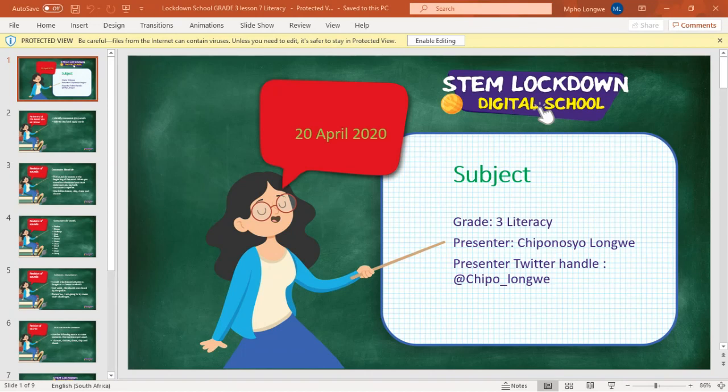Right. So today we're doing literacy. Earlier on, we did numeracy, we did subtraction. Now we are doing literacy. Since we're doing literacy, we're doing English. We're in English First Additional Language. We are going to be doing a sound today.